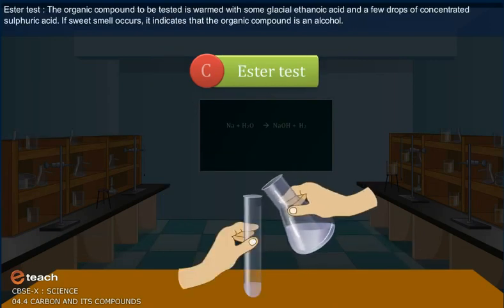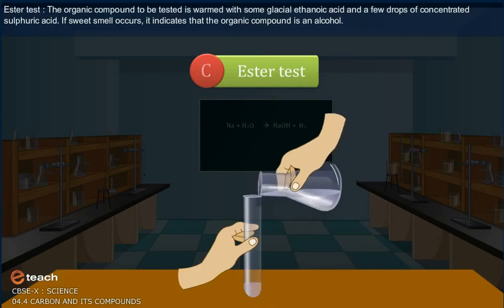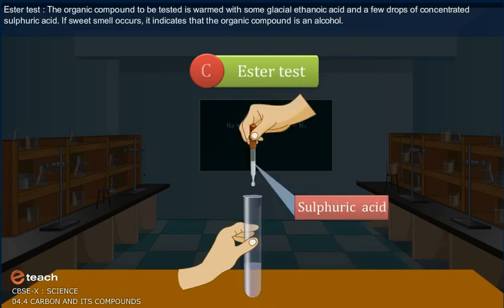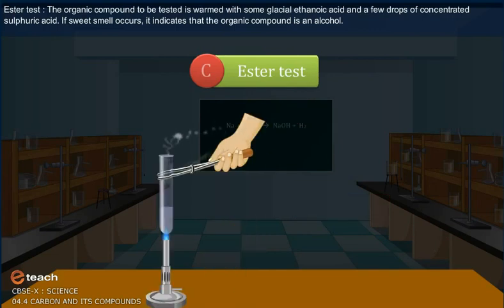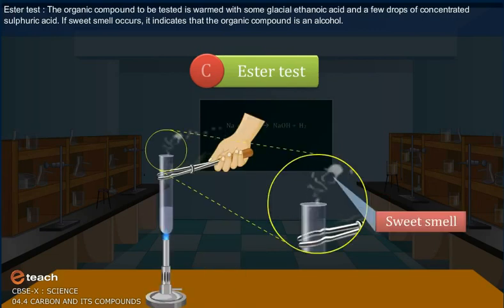Ester test. The organic compound to be tested is warmed with some glacial ethanoic acid and a few drops of concentrated sulfuric acid. If a sweet smell occurs, it indicates that the organic compound is an alcohol.